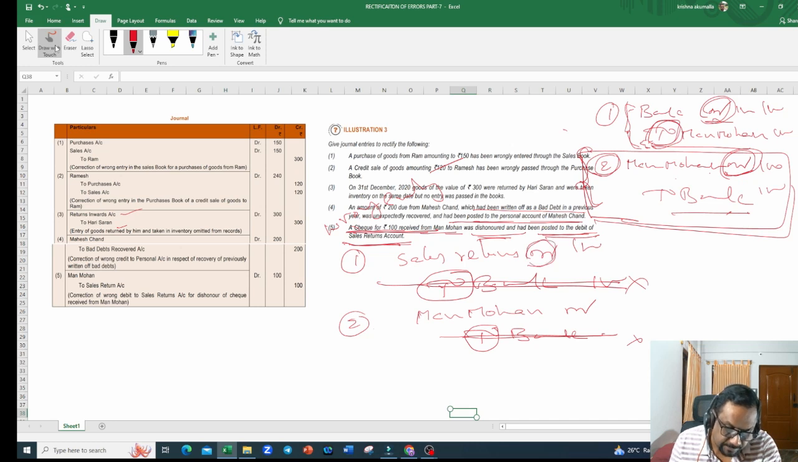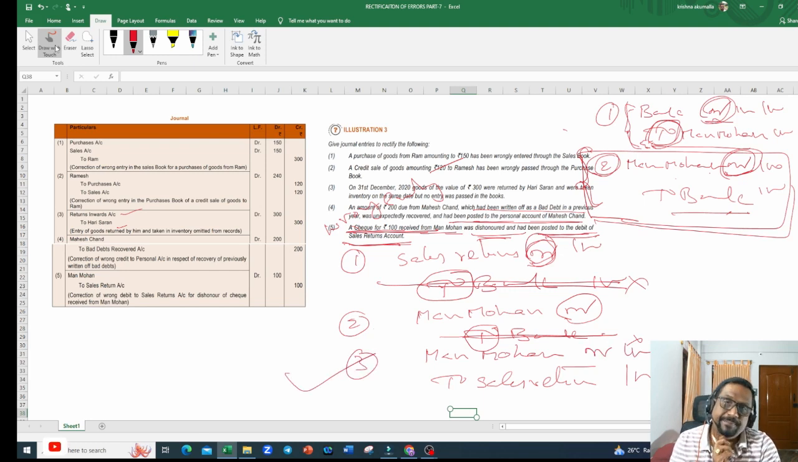What has been debited previously? Sales returns. That shouldn't have been debited. So this is incorrectly debited. Since it is incorrectly debited, to rectify, you need to credit it. So to sales returns account, you need to credit 100. Manmohan account is supposed to be debited. Have you debited Manmohan account? No. So now you need to debit Manmohan account 100. This is the rectifying entry. Manmohan account debit to sales returns account. This is how the entries are supposed to be posted. Are you clear? These are beautiful illustrations, guys.